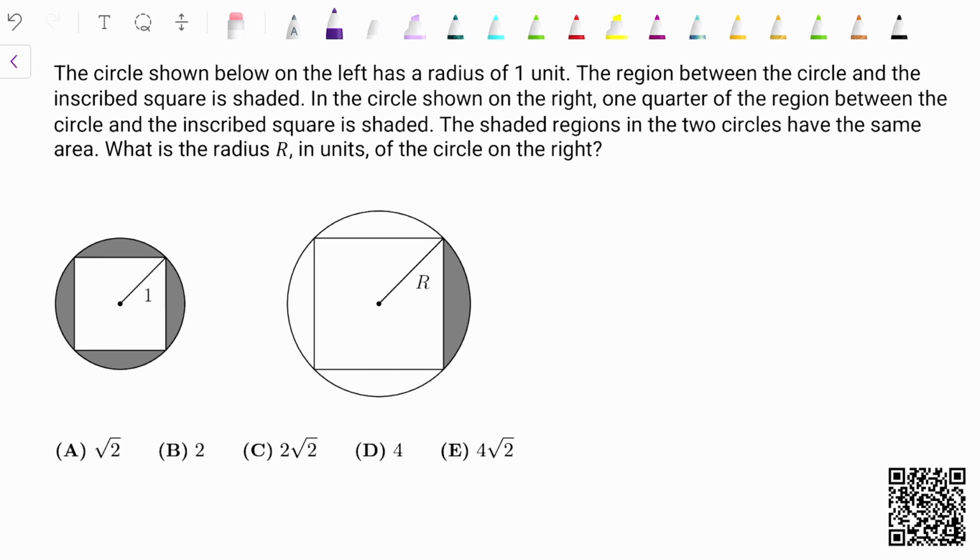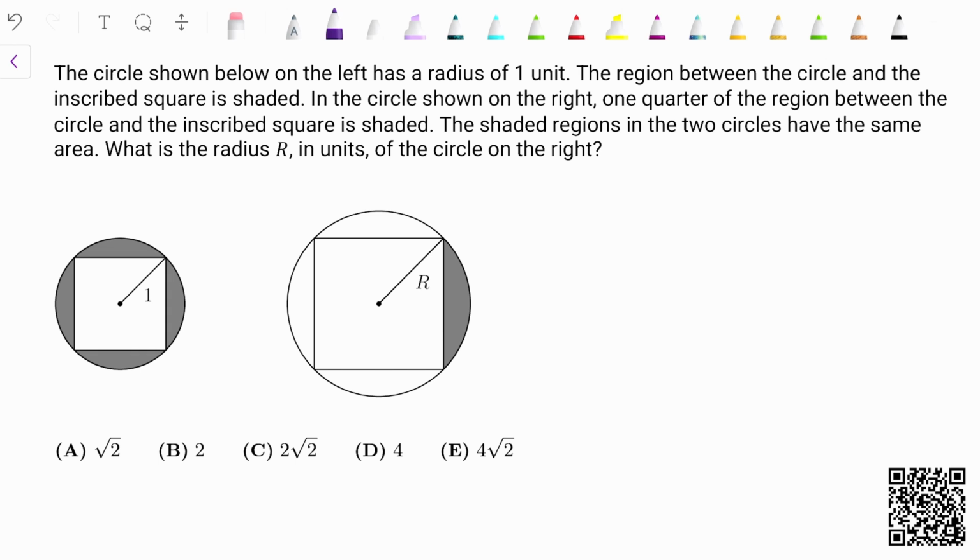It's problem number 18 of the 2025 AMC8. The circle shown below on the left has a radius of 1 unit. The region between the circle and the inscribed square is shaded. In the circle shown on the right, 1/4 of the region between the circle and the inscribed square is shaded. The shaded regions in the two circles have the same area. What is the radius r in units of the circle on the right?